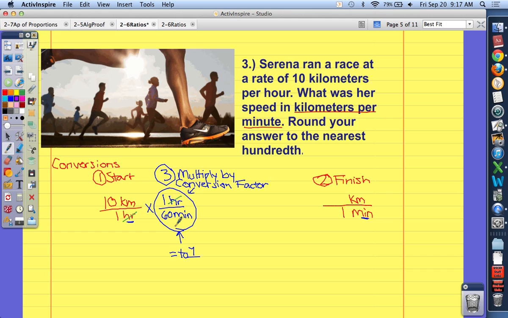So always check after each step. Do I have what I need? I have kilometers, that's checked off. And now I have minutes, that's checked off. Once they're both checked off, I'm ready to just multiply straight across.